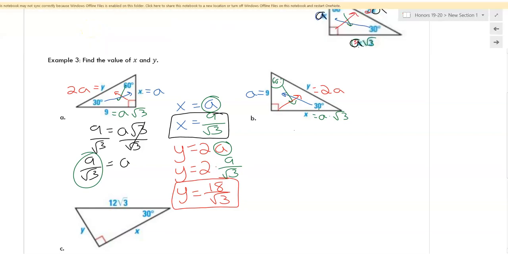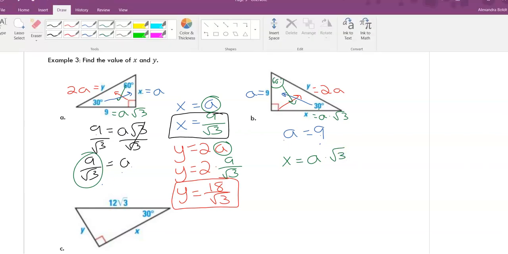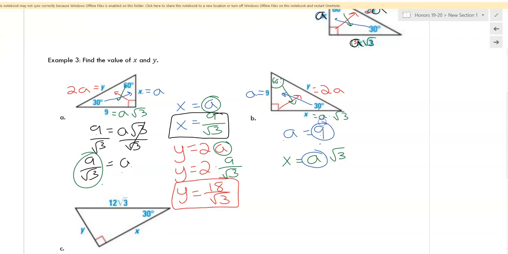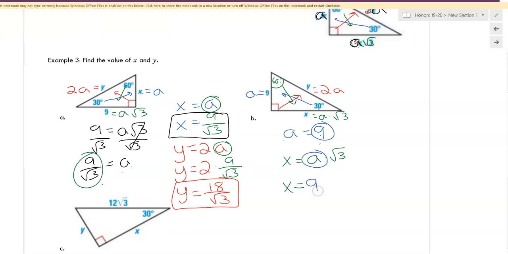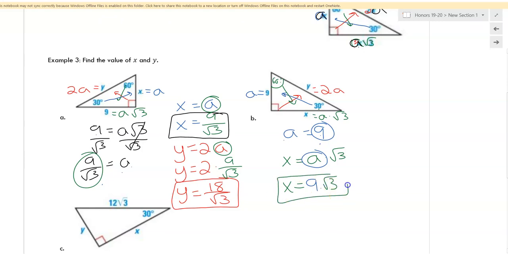So we're given a equals 9. This one's actually easier than this one. Here, I had to solve for a. Here, I'm already done with that step. There's no extra to be done there. So if I solve for x, well, I know this a is this 9, so I'm just plugging that in. So x equals 9 times that root 3, or 9 root 3, right?